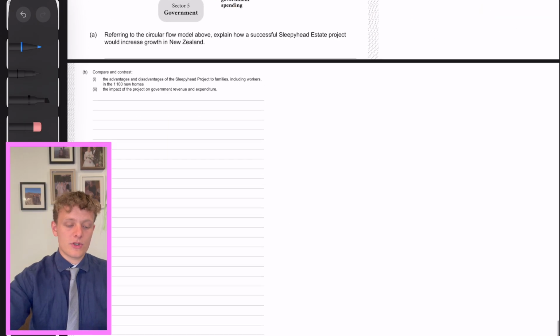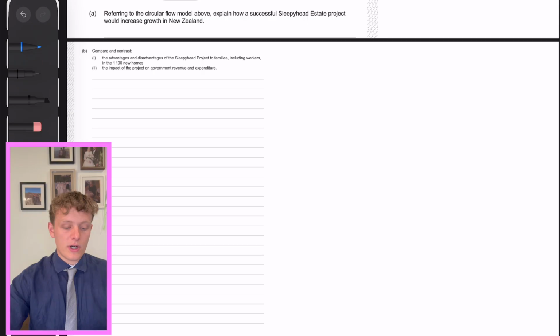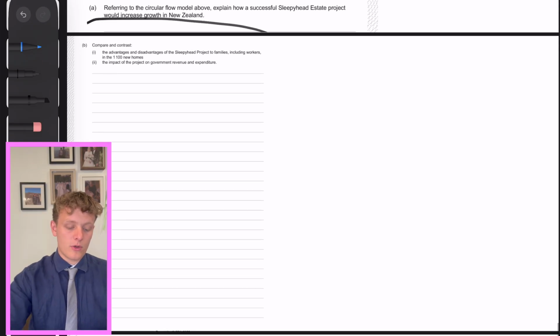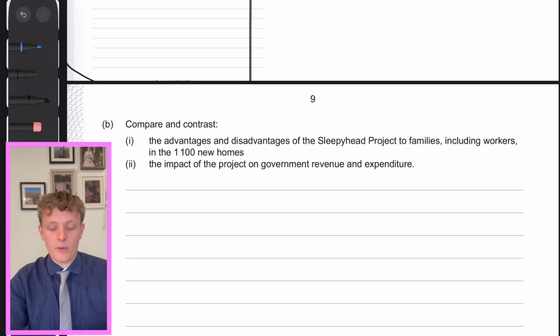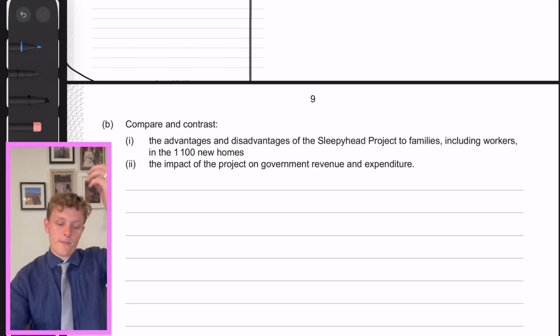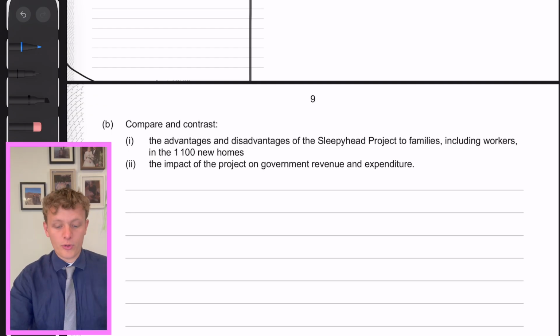Let's move on to the next question, the final one. Compare and contrast. In fact, that's the whole page. But let's zoom in. The advantages and disadvantages of the Sleepyhead project to families, including workers in the new homes, and the impact of the project on the government revenue and expenditure. So again, we'll go through positive, negative, positive, negative, positive, negative. So let's do advantages and disadvantages of the project.